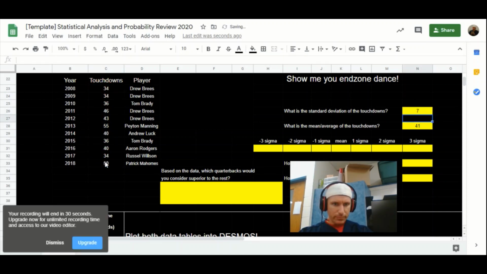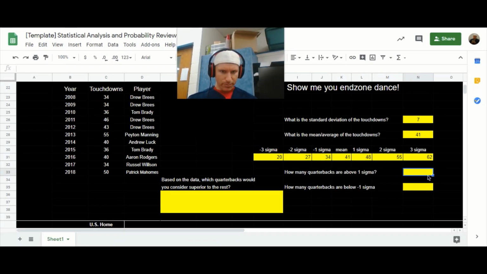Enter. 7. All right, so the mean is 41. We're going to add 7 onto that number going this direction. Here we go, plus 7. Do it that way. Equals my mean minus 7 to this direction. Now that we've got the data spread, let's answer a couple questions.